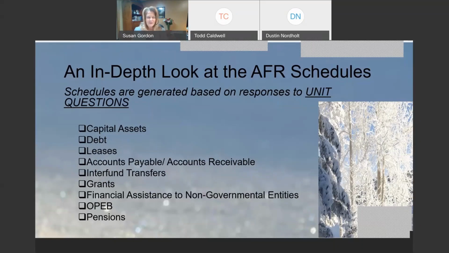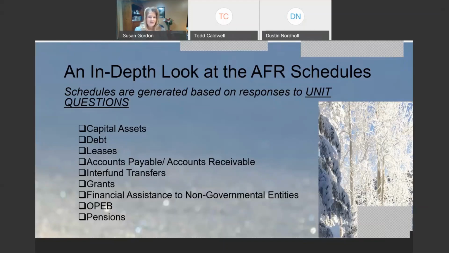For example, if you say, yes, we have capital assets, then you're going to get a capital asset schedule to complete. If you say we have no debt, then you're not going to get a debt schedule to complete. So as you're going through the annual report, if there's a schedule there for you to complete and you think, well, wait a minute, I don't have any of this information, I don't need to complete this schedule, go back to your unit questions and answer no for that particular schedule.